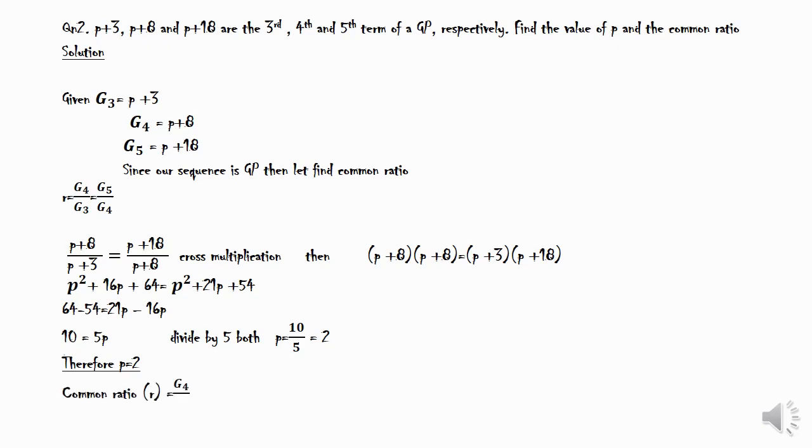You see, the common ratio is denoted by r. G4 over G3, just substitute the values of the fourth term and the third term, and you find that r is p plus 8 over p plus 3. We already got the value of p. Wherever there is p, write 2. So it will be 2 plus 8 over 2 plus 3. It will be 10 over 5, which is 2, because we are told to find the common ratio. That is the end of the common ratio.